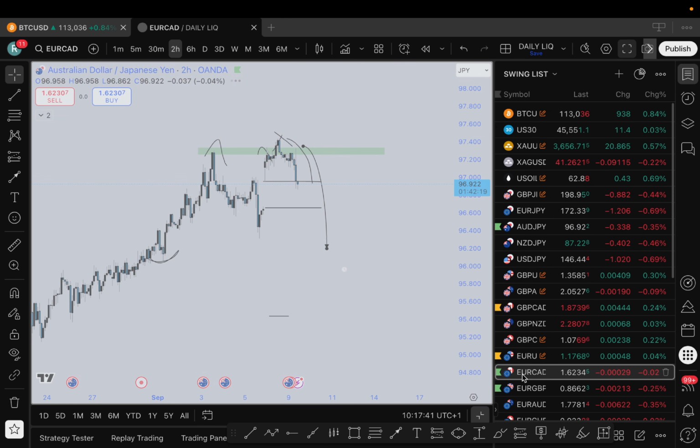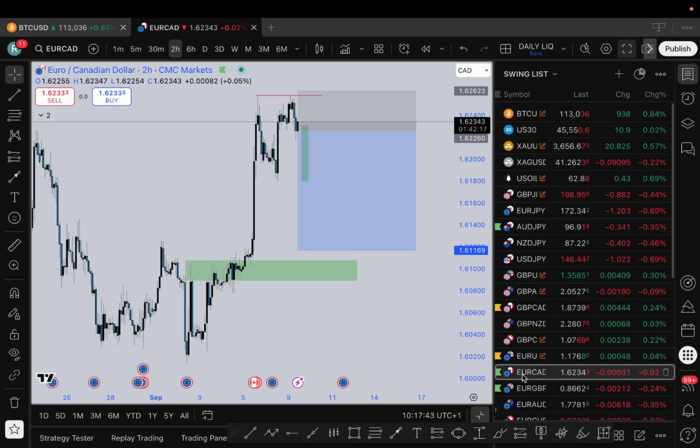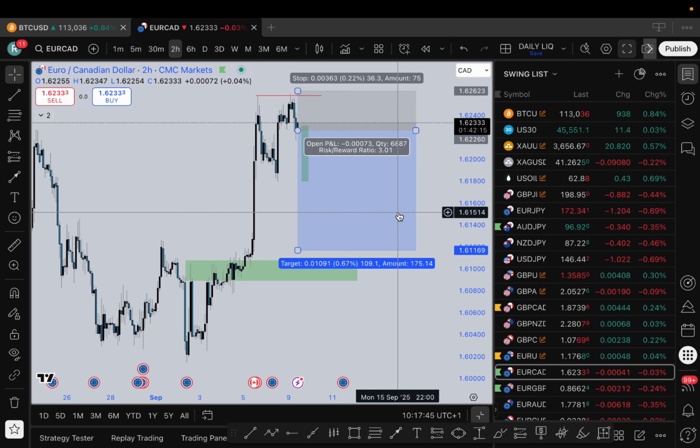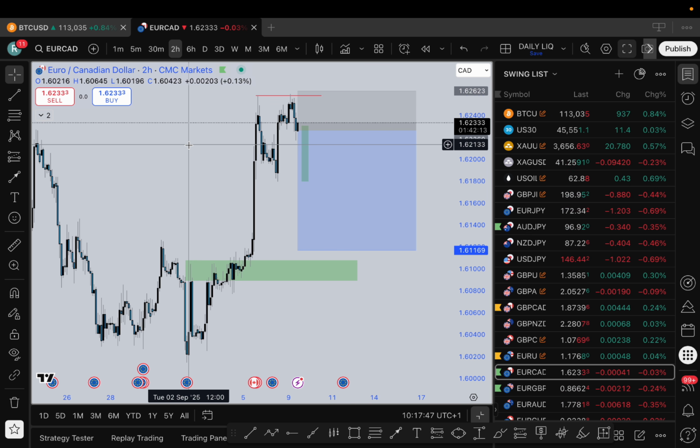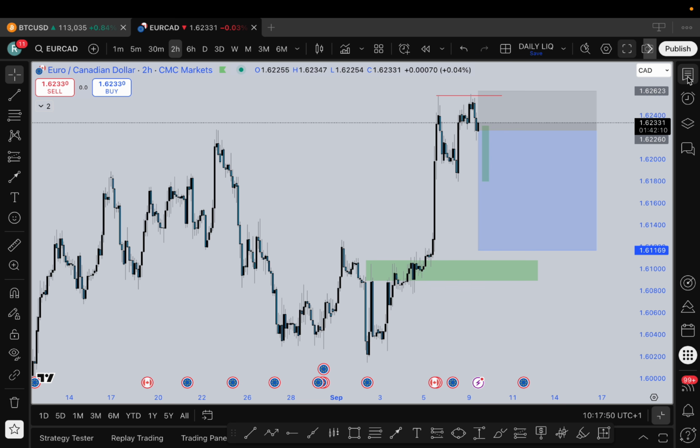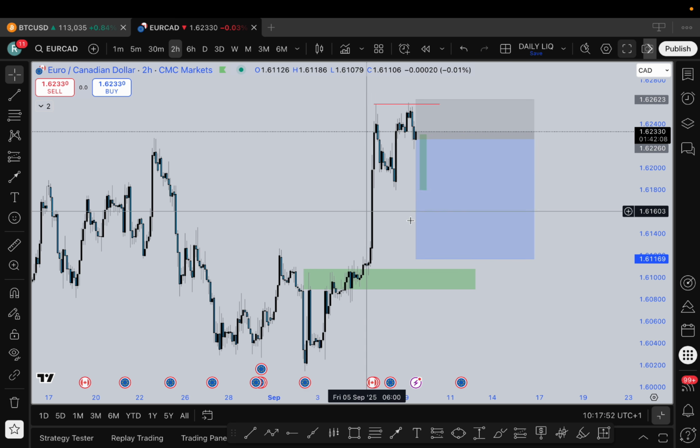Now we go towards EuroCAD. Now EuroCAD, I am taking this trade. I already took this trade, and right now the market is running in a bit of a loss here. So why did I take this trade? Let's look at the technical and fundamental and algorithmic perspective.